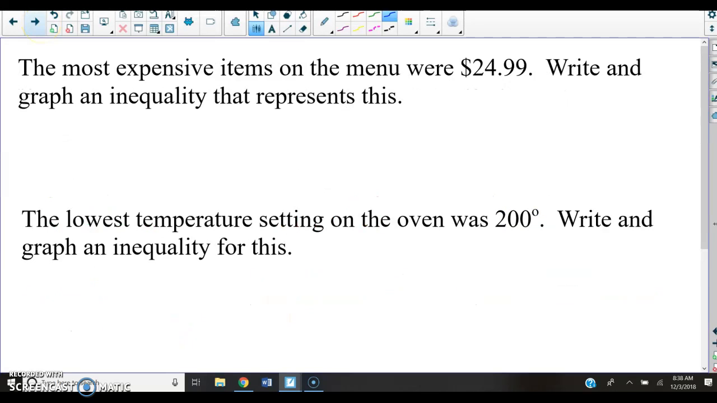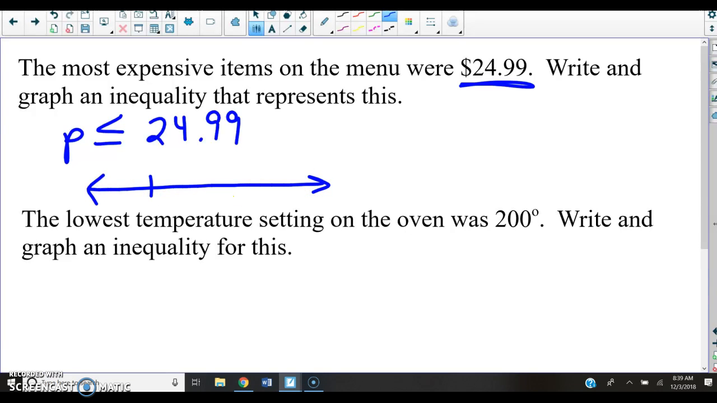We use inequalities all the time. If you go to Bismarck and you have $40, that's all you can spend. You can't spend 41. You can't spend 45. You've got to spend $40 or less. And here's an idea. We got a menu. The most expensive items on the menu were $24.99. Write and graph an inequality. So the prices were less than or equal to 24.99, which would graph 0, then I got 24.99, and it could go like this.